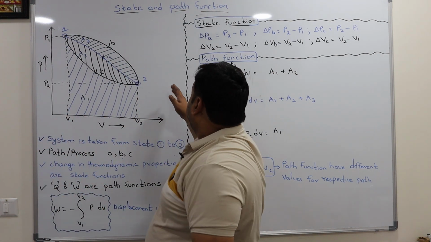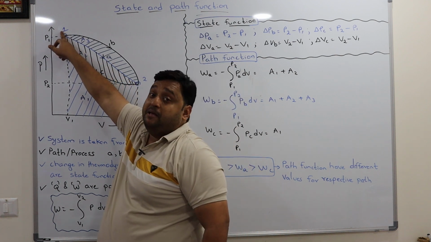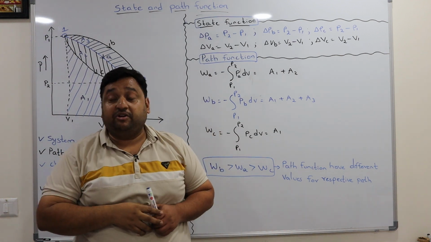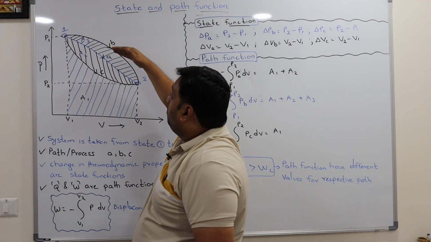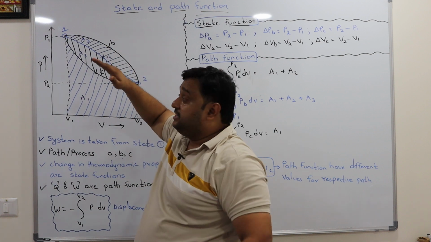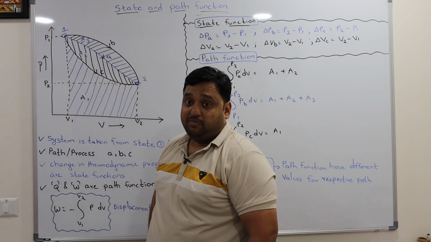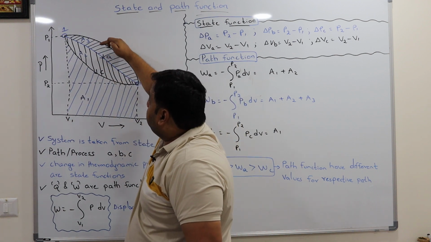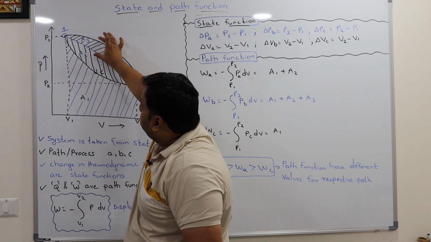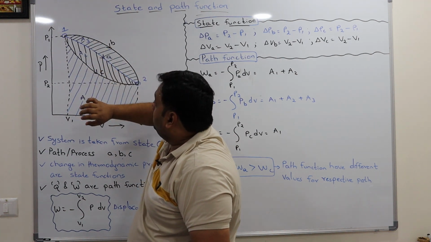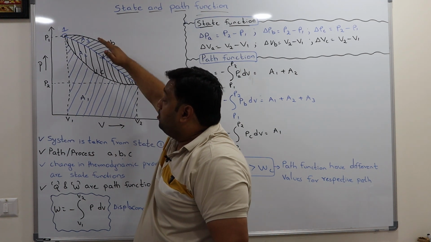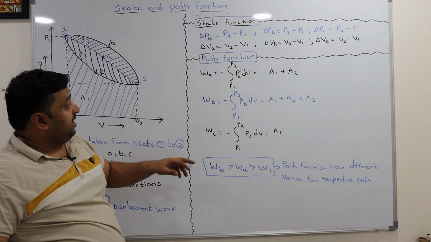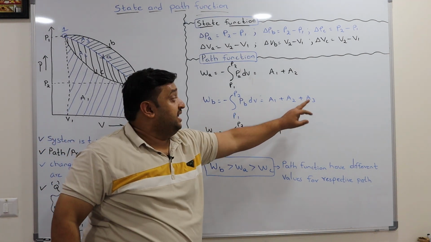Similarly, if the system has taken path B from state 1 to state 2, the area is now changing. How many areas are there? Work is the area under the curve P dV, which is the displacement work. Now you have to add together all the areas: A3, which is between these two curves, plus A2 plus A1. So there is more work required: A1 plus A2 plus A3.